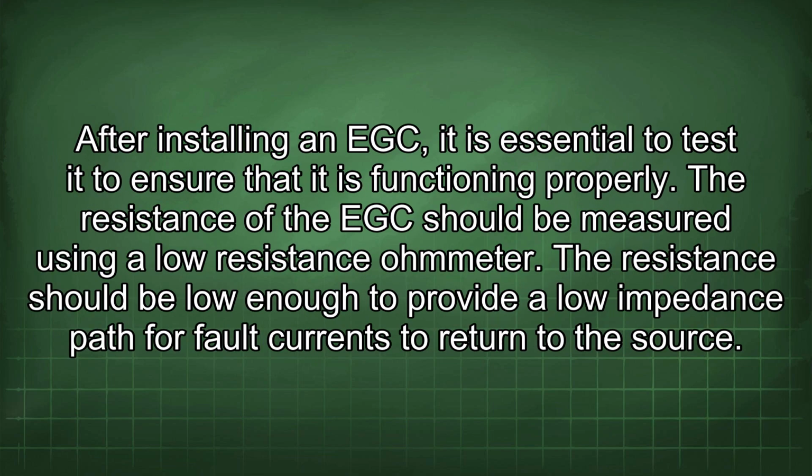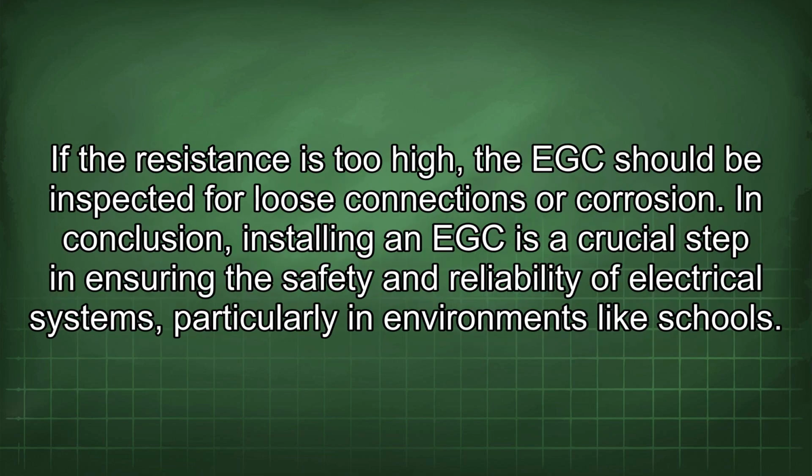After installing an EGC, it is essential to test it to ensure that it is functioning properly. The resistance of the EGC should be measured using a low resistance ohmmeter. The resistance should be low enough to provide a low impedance path for fault currents to return to the source. If the resistance is too high, the EGC should be inspected for loose connections or corrosion.